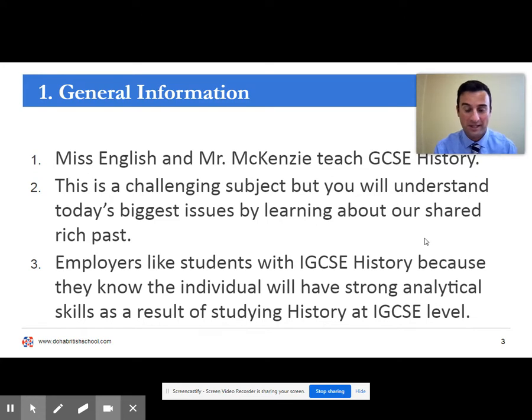Employers very much like this GCSE because they know that individuals are going to be incredibly skilled at looking at documents and sources of information and being able to make judgments about their truthfulness and accuracy. So it's a very good one for going on to work and further study.